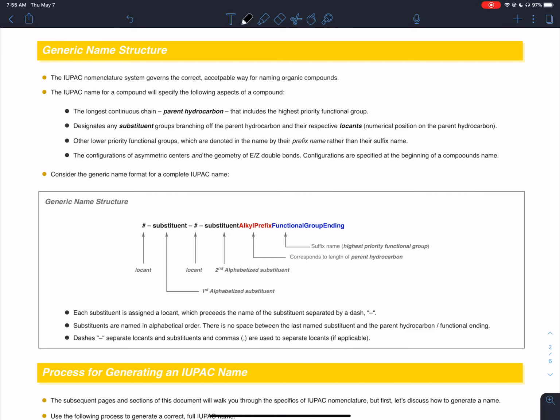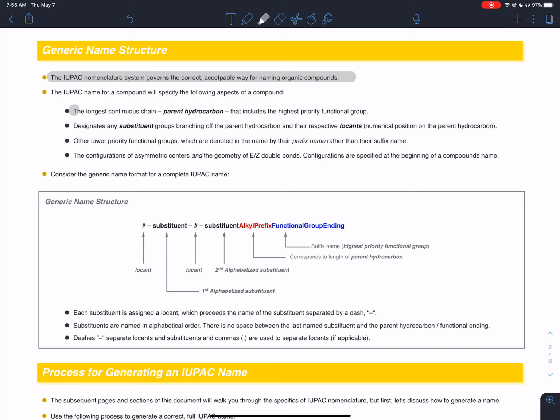Hi everyone, in this video tutorial we're going to be going over the generic name structure for a correct, acceptable IUPAC name. So the first thing to know here is that the IUPAC nomenclature system is the system that governs the correct, acceptable way to name organic compounds. And there's a number of things that go into naming a compound and things that we have to specify for it to be a correct IUPAC name. Let's talk about those things.